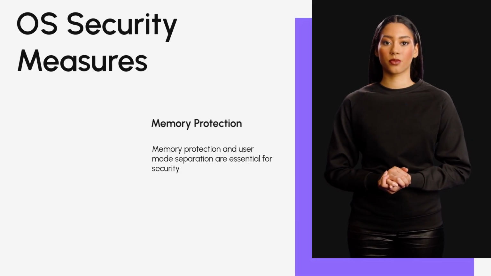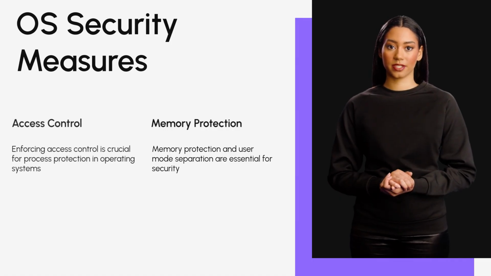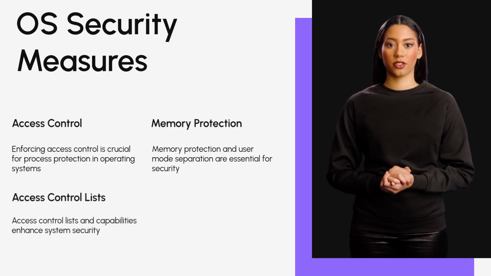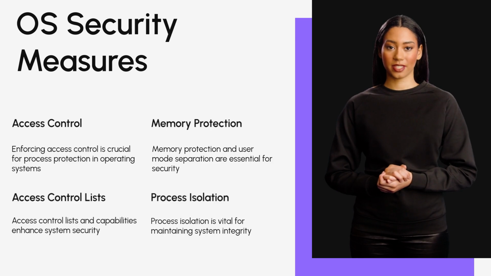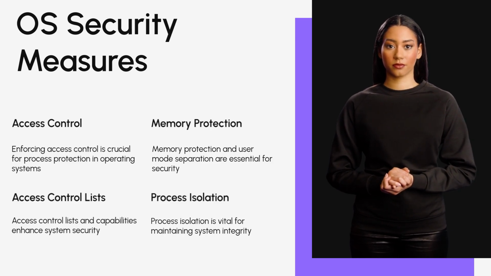Correct. OSs enforce access control to protect processes. Memory protection and user mode separation are key. Access control lists and capabilities are used. Process isolation maintains system integrity. This chapter covers these security measures.